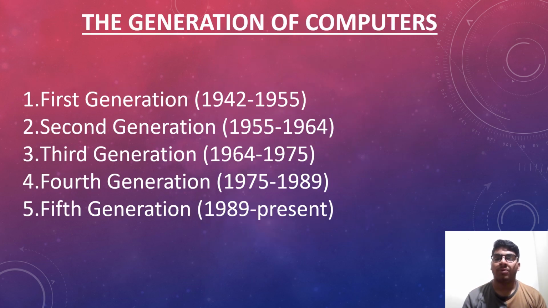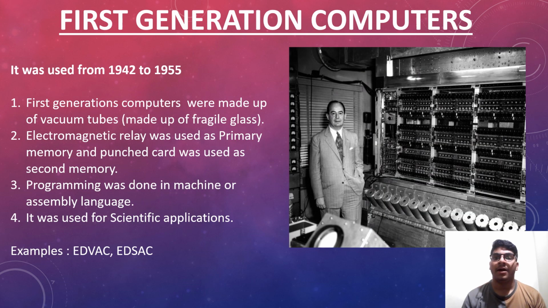Firstly, we are going to discuss the generations of computers, which includes first generation, second generation, third generation, fourth generation and fifth generation. The first generation computers were used from 1942 to 1955. The first generation computers were made up of vacuum tubes. Electromagnetic relay was used as primary memory and punched card was used as secondary memory. Programming was done in machine or assembly language. It was used for scientific applications. Examples are HEADVAC and HEADSAC.